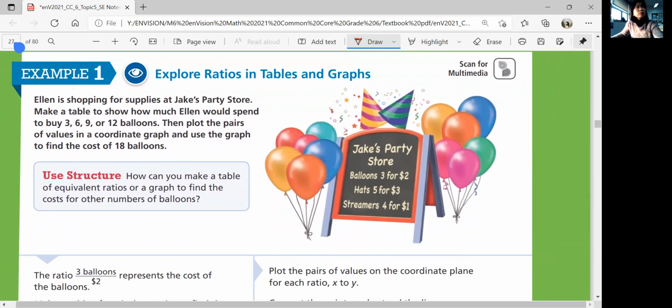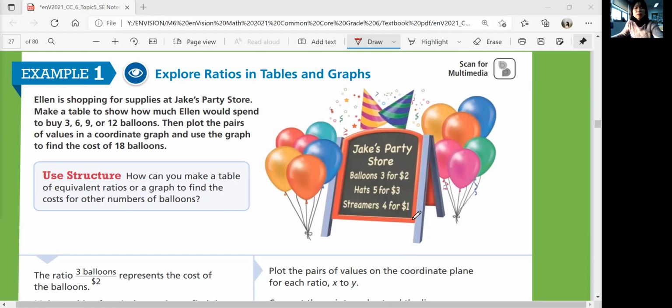Example 1, explore ratios in tables and graphs. Ellen is shopping for supplies at Jake's party store. Make a table to show how much Ellen would spend to buy 3, 6, 9, or 12 balloons. Then plot the pairs of values in a coordinate graph and use the graph to find the cost of 18 balloons. So Jake's party store, balloons 3 for $2, hats 5 for $3, streamers 4 for $1.